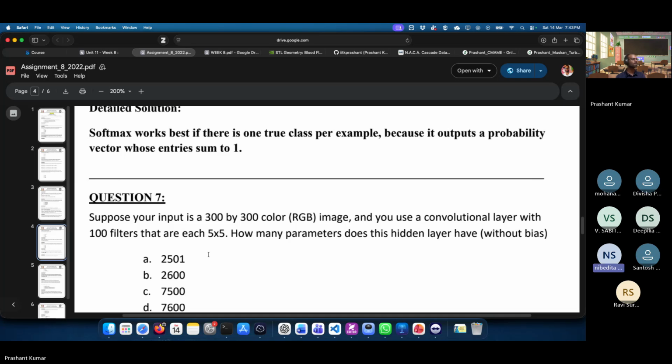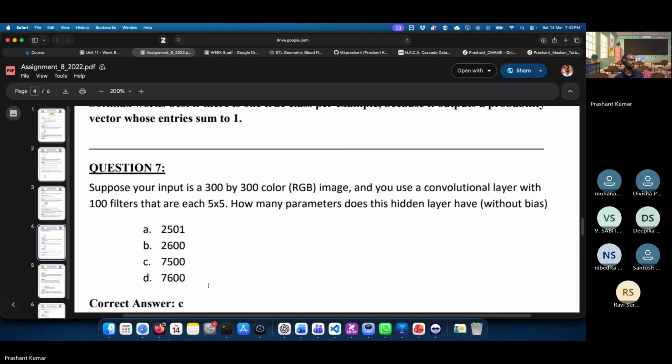No, let's say you have a filter of 5 by 5, which is being trained, and you have 100 such filters. So it should be 2500 as far as I understand. And you have RGB as well, so you multiply by 3, and your answer will be 7500, because RGB has 3 layers. Simple, right?